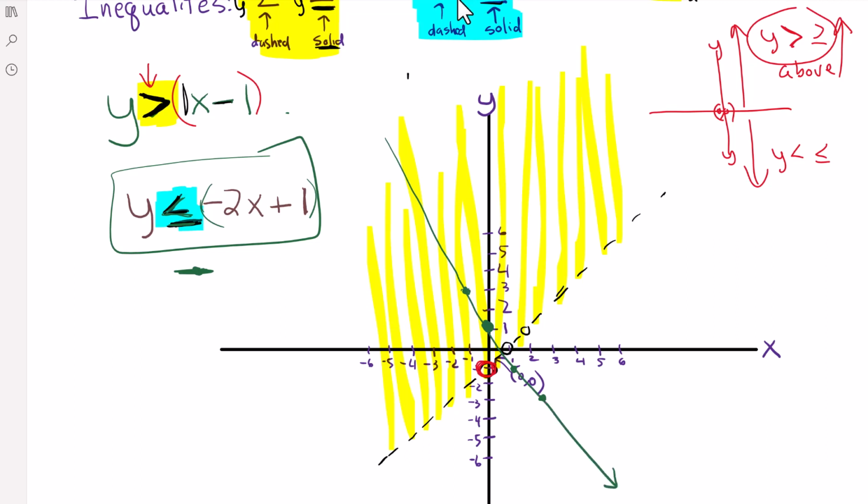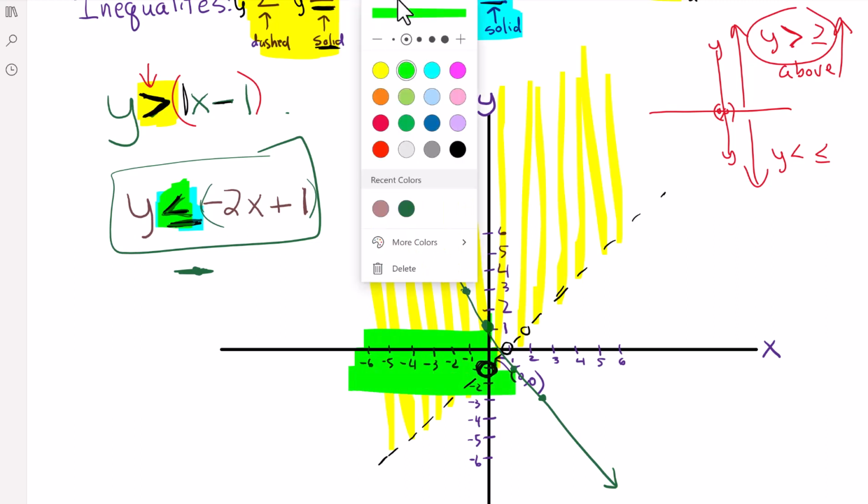I did not do that very well. Graph that green line, and now this says less than. So I'm going to put my shading right here. Where are the values smaller than +1? Well, they're down here. They're down below. So now I'm going to make that smaller.